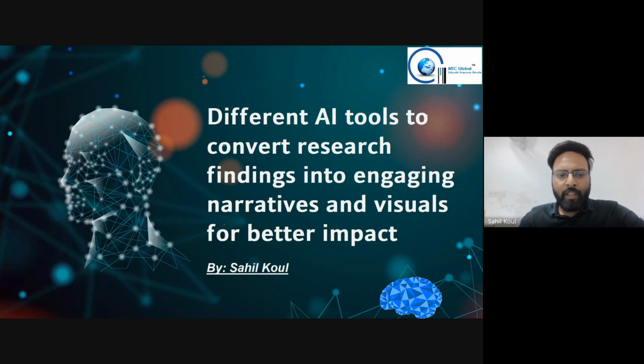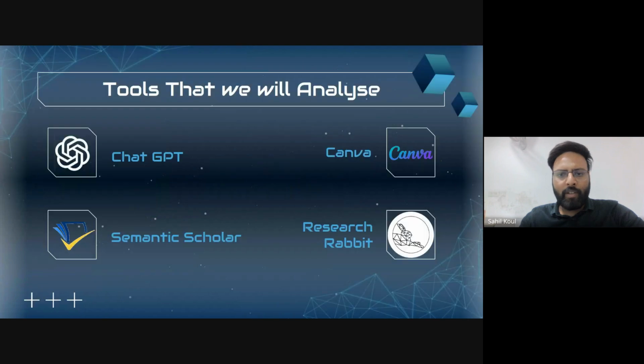Now, these were some of the tools that we were talking about yesterday. ChatGPT was there, Canva was there, Semantic Scholar was there, and we saw how Research Rabbit works. These tools are basically meant for easing up our job. These are not a replacement for us as researchers, but tools that will help us resonate with the customer and present our things very easily.